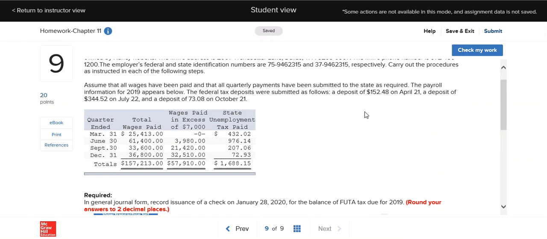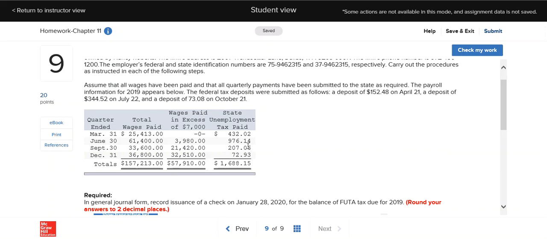All right, so we've got a chart here that says we've got some total wages, wages paid in excess of $7,000, and then state unemployment tax paid. But this is asking us for federal unemployment tax data, and this chart doesn't say anything about federal unemployment tax.